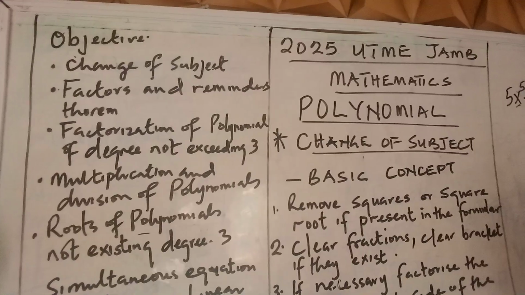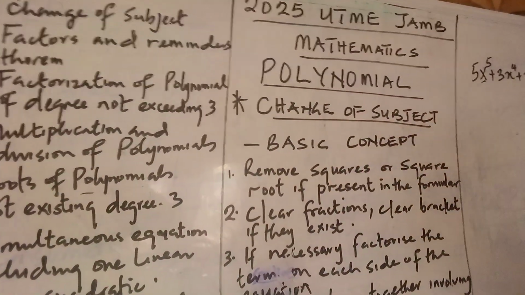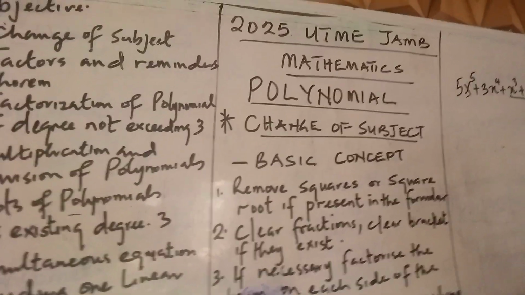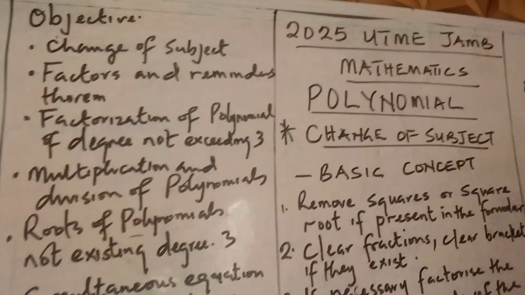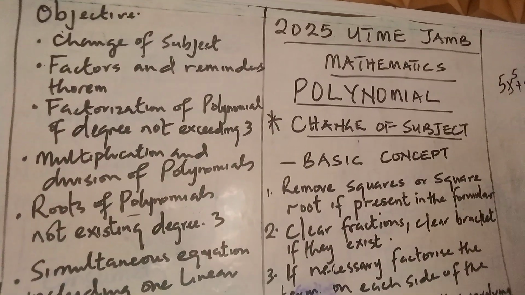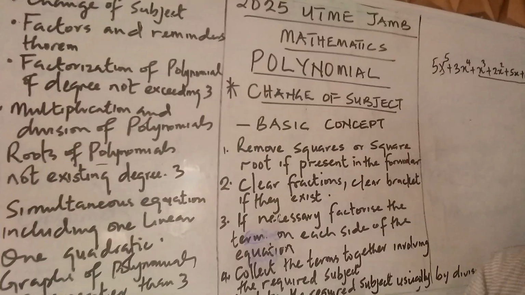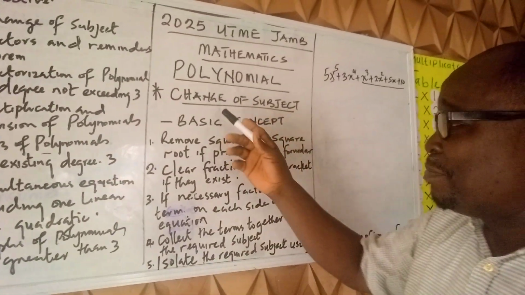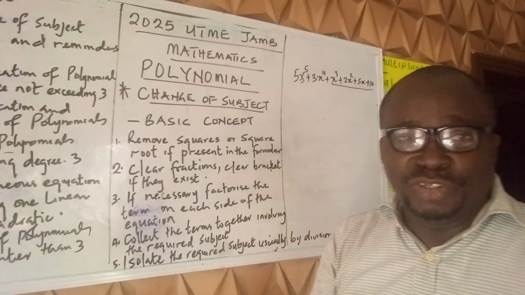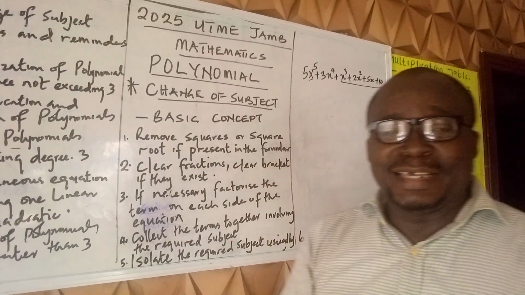Also, we must know that even though polynomials are under the JAM scheme for mathematics, we have 2 aspects of polynomials that will still be useful for those of you that will be writing the West African Examination Council exam, WAEC, or even the NECO examinations. So the first aspect, part A of this video, is change of subject, which I will be taking right now.